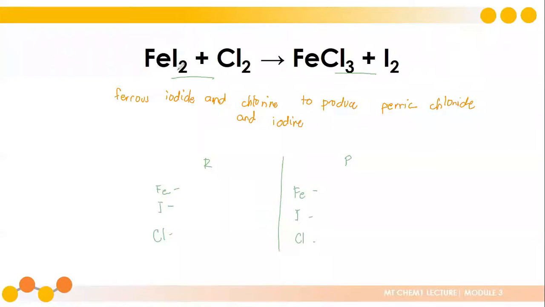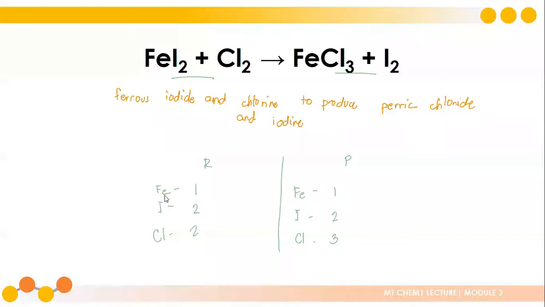For iron, we have one atom on the reactant side, for iodine we have two, and for chlorine we also have two. On the product side, we have one atom for iron, two atoms for iodine, and for chlorine we now have three. After listing down the number of elements for each side, let's take a look at if they are balanced or not.